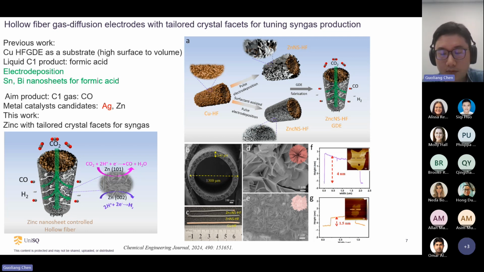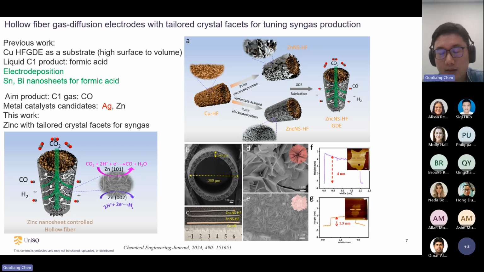Zinc has two main crystal phases with different reaction selectivity. The zinc 101 crystal phase is highly favorable for CO2 to CO production, and zinc 002 is preferred to produce hydrogen. The mixture of CO and hydrogen is syngas, with different ratios of CO and hydrogen. So how can we regulate the ratio? We have done a lot of research.